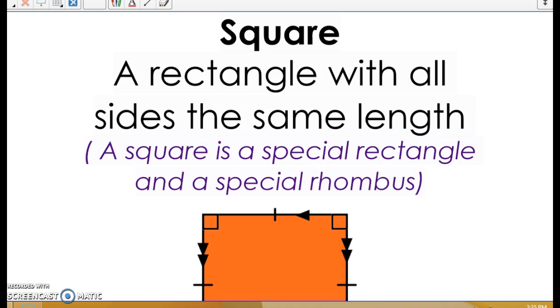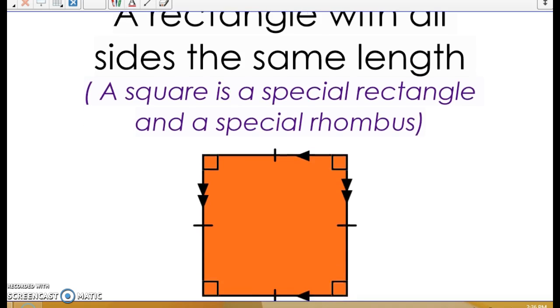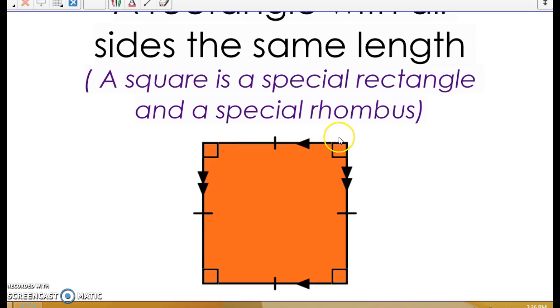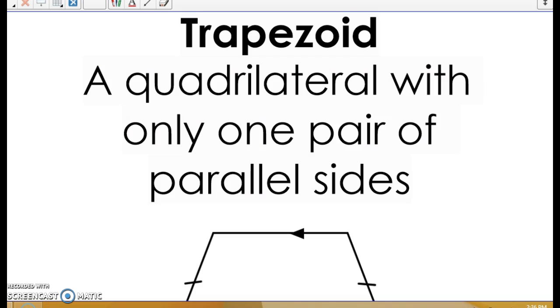We have a square, so this is the most specific you can get. It has four 90-degree angles. All four sides are the same. They will all have one dash mark. And then again with the parallel sides, top and bottom are parallel, and left and right are parallel.